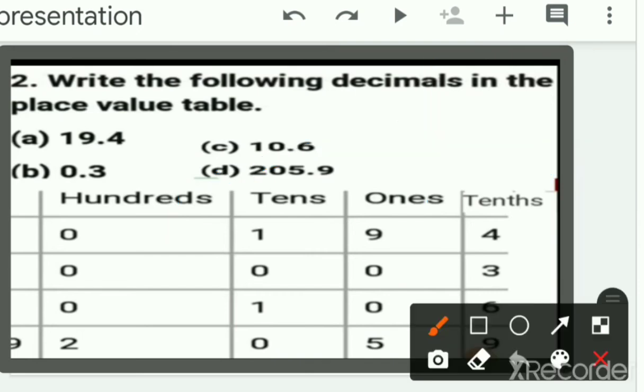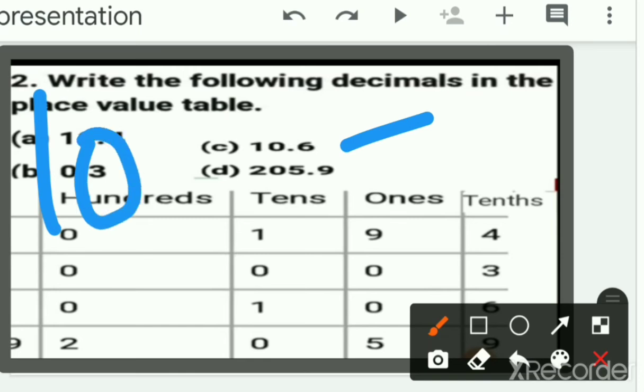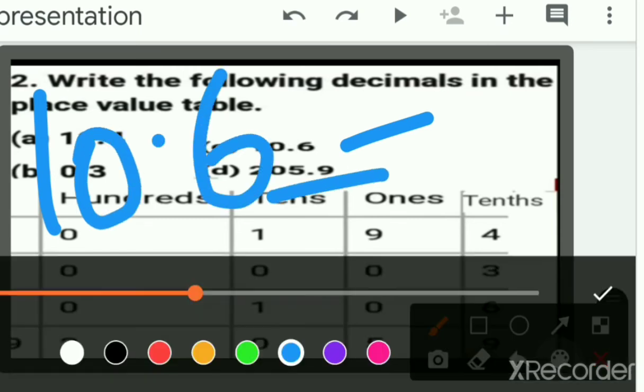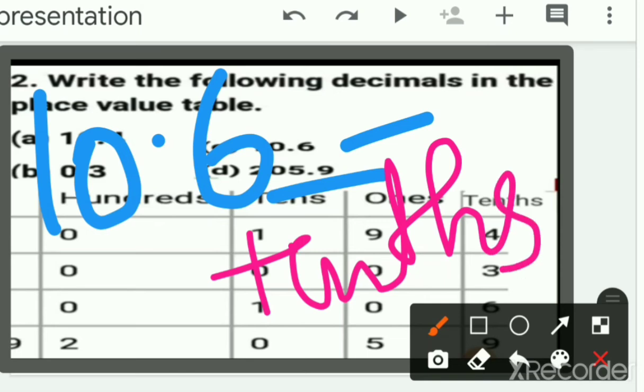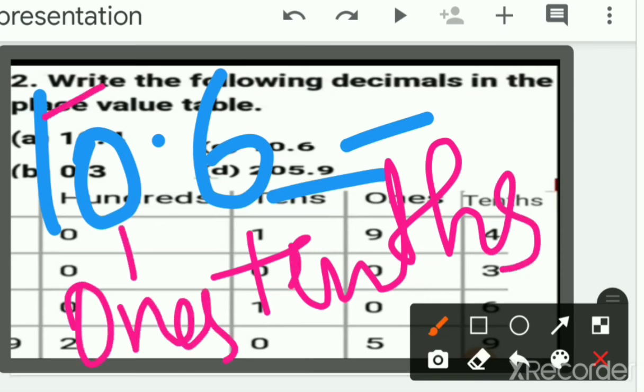Now we have 10.6. Which place is this one? Tenths. And which place is this? This is ones place. Which place is 1? This is tens place. Tens place. Okay.